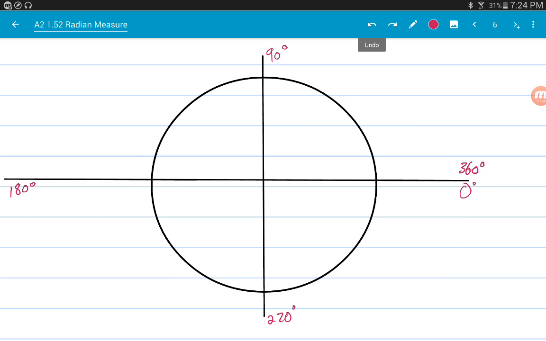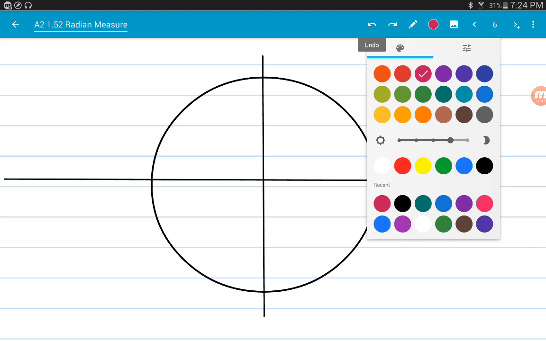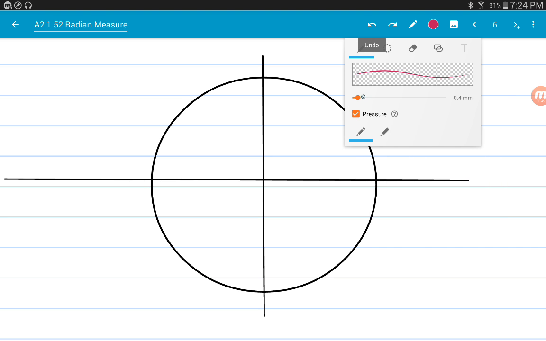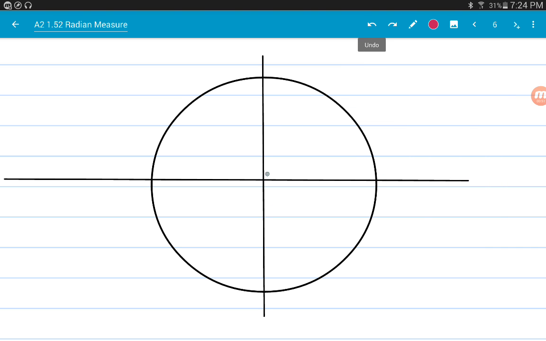Now, degrees are only one way of measuring an angle. And the measurement system that we tend to use more in Algebra 2 is something called radians. Now, what is a radian? A radian is defined based on the radius of the circle. So the radius is this length from the center to the outside edge.